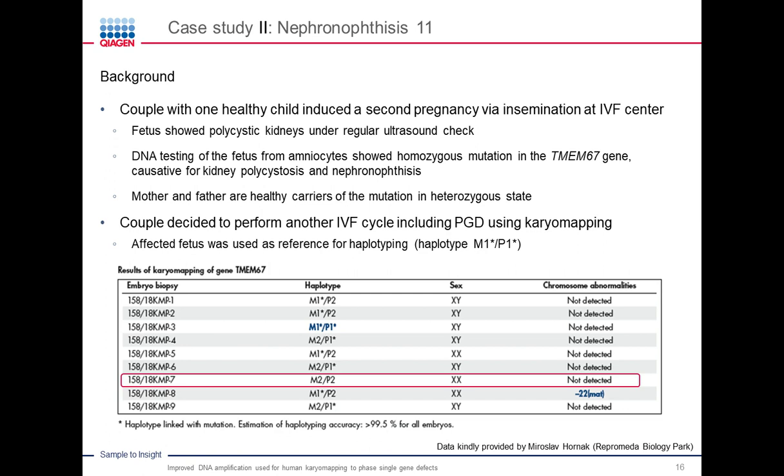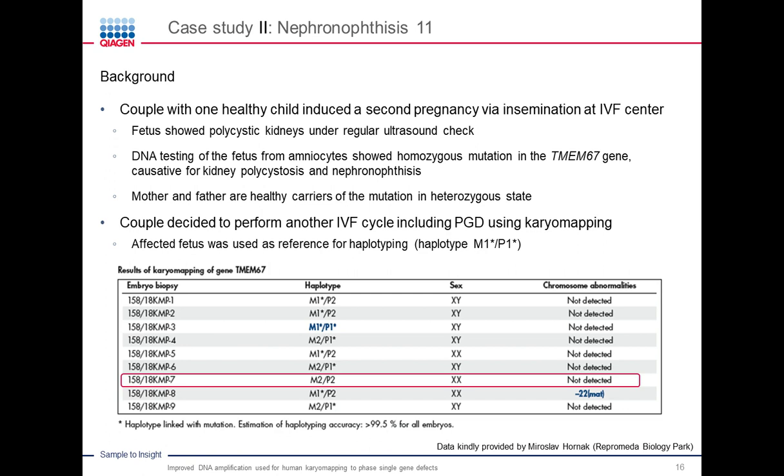The second case study we have is nephronophthisis. In this particular case study, a couple with 1 healthy child decided to go through and have IVF, in vitro fertilization and implantation, because they were unable to have a second child. The fetus showed polycystic kidneys under regular ultrasound check.